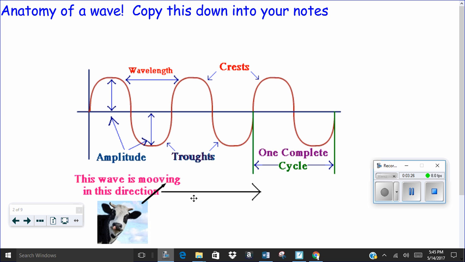This down here is saying this wave is moving in this direction. This is a typo, so I thought I'd add a cow graphic here. Imagine that when you create a disturbance in a medium, that this wave is actually moving this distance. And that's what's going to lead us to talk about wave motion.